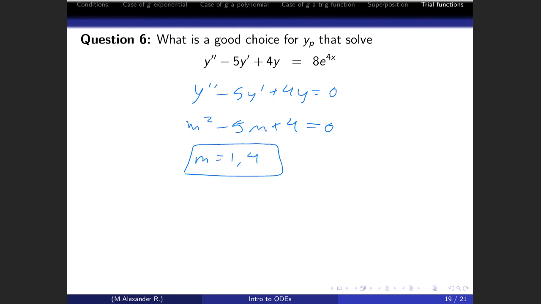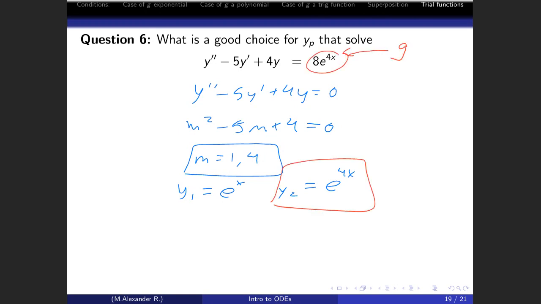And notice that means that the y1 solution should be e to the x, and then the y2 solution should be e to the 4x. And what do you know now about this y2 function? Compare that to the g function that you have. So this is the part B in the previous problems. Part B was asking us, is the g function essentially in the complementary solution? So is the g function essentially either the y1 or y2? And the answer in this case is yes.